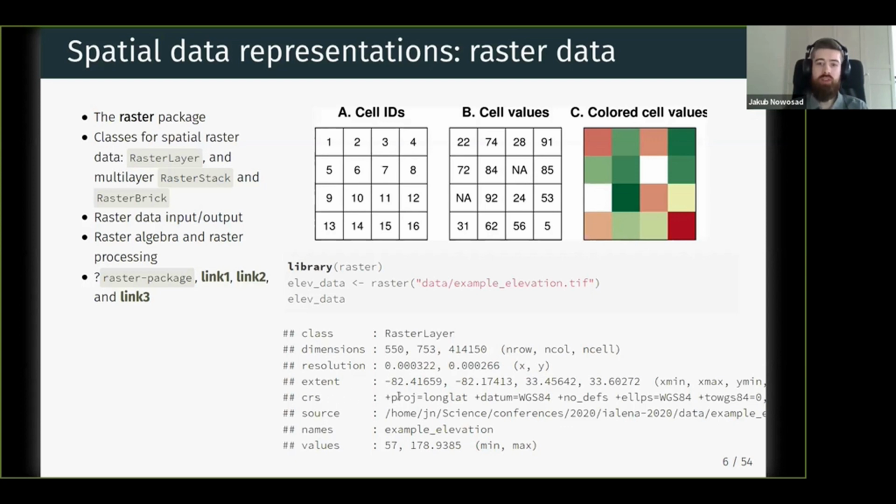We'll go back to this concept at the end of this part of the workshop. We have a source, which is a complete file path to our file on our hard drive. And we have values. So this example elevation has values starting from 57 up to almost 180. If you want to learn more about this package, you can either open the help file of this package or click on the links that we provided on the slide.